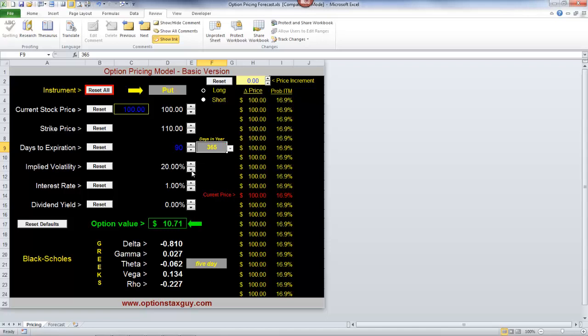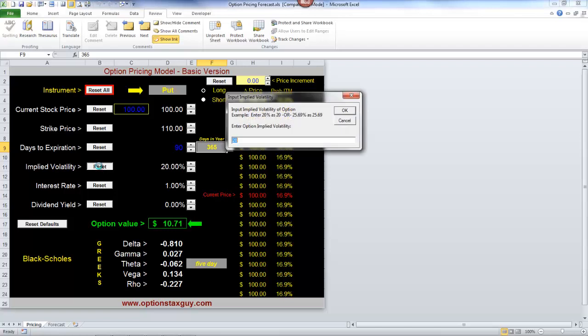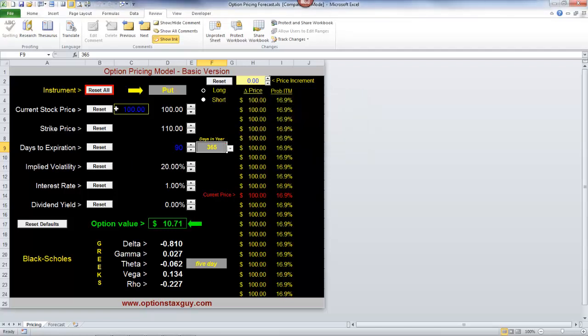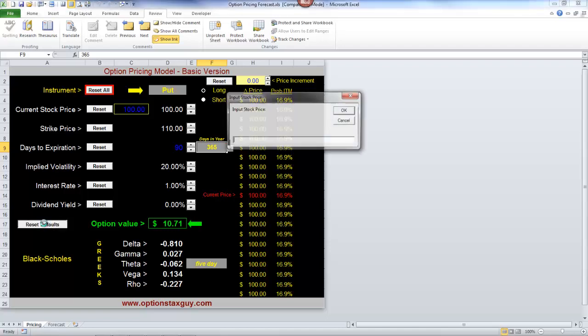This is where you change your implied volatility, which is a very important component of options pricing. And again, this is where you reset. Now, if you don't like the defaults, if you typically trade stock that is in the 20, 25 or less than $50, you can reset the defaults here.